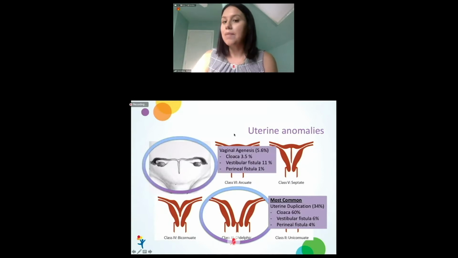The other common uterine anomaly that we see in anorectal malformations is vaginal agenesis. So the vagina and the Müllerian structures, the uterus, are underdeveloped. And this happens in about 5.5% of patients with anorectal malformation.